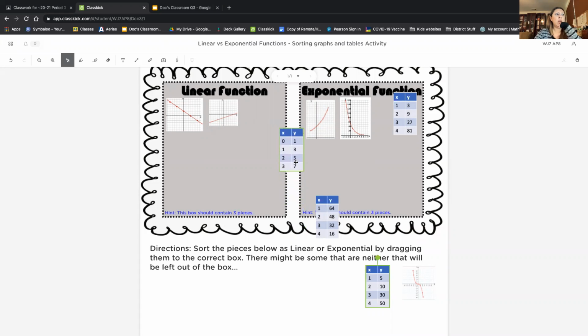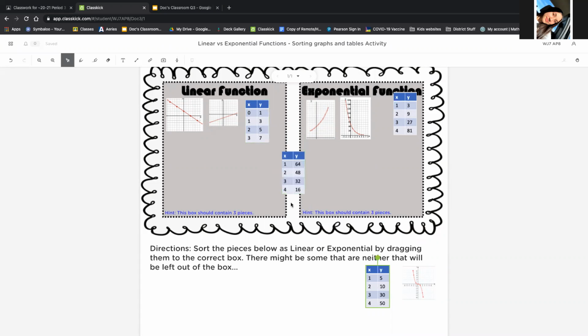What about this one? It's linear. Linear. Can anyone tell me the adding pattern? You're adding by 2. Adding by 2. So 1 plus 2 is 3. 3 plus 2 is 5. 5 plus 2 is 7. Awesome. What about the last one? Neither. None. So none again.